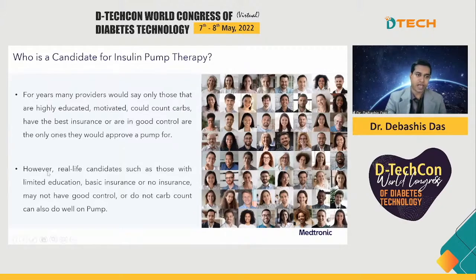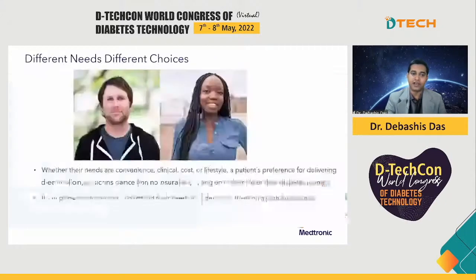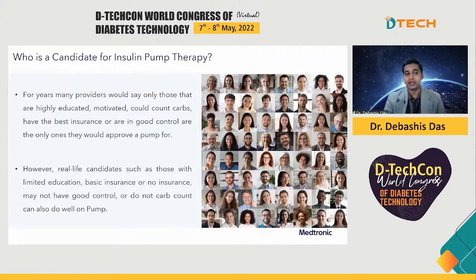And when we say it is a type 1 and maybe a type 2 on MDI, now a lot of my learned colleagues will say, earlier we used to say that the patient should be highly educated, motivated, could count carbs, should have the best insurance to cover, and then we recommend them. However, in real life, we find that maybe patients with limited education, basic insurance, or even sometimes without insurance, and may not have good control, may not be doing carb counting well, sometimes they do well on pump. So there's a difference in the ideal patients and the real life patients.